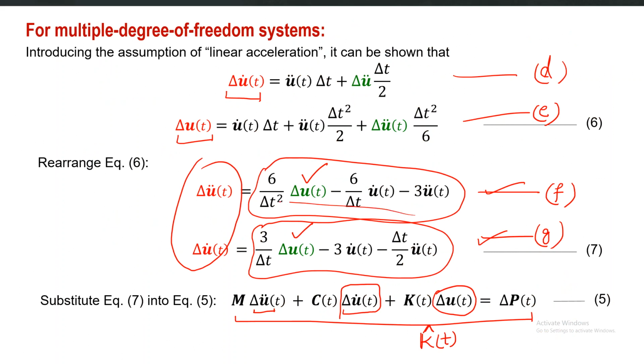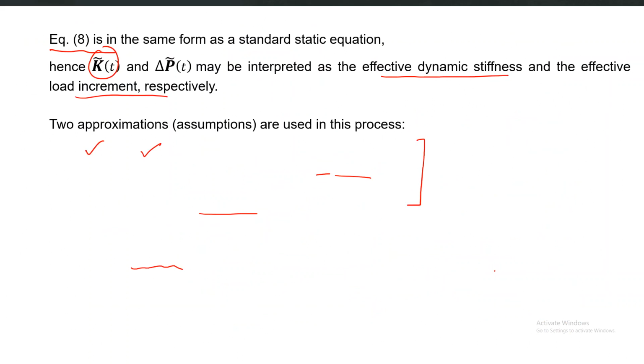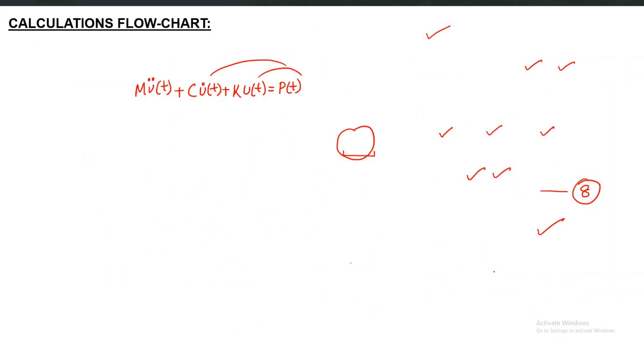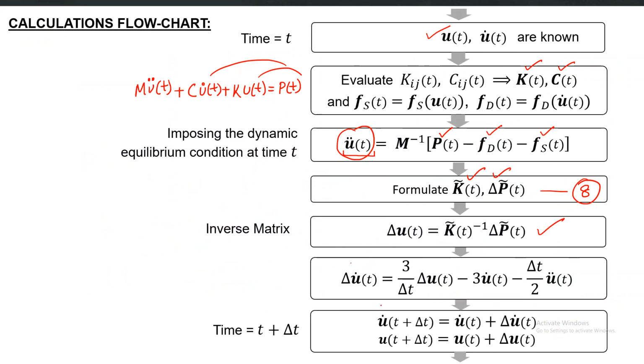So this is equation 7, that with a given delta u, we can calculate delta u dot, which means that if we know the increment in displacement and the previous velocity and acceleration, we get the increment in velocity. So we can use the same equation to get the delta u dot vector, the increment in velocity. Then if we know the initial velocity and initial displacement, we add this increment in velocity and increment in displacement to get u and u dot at t plus delta t.